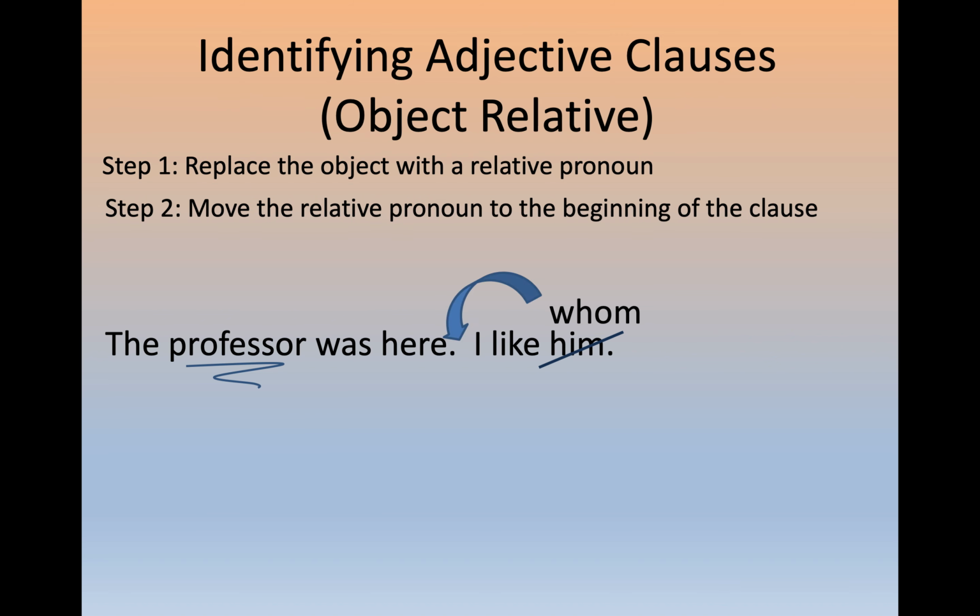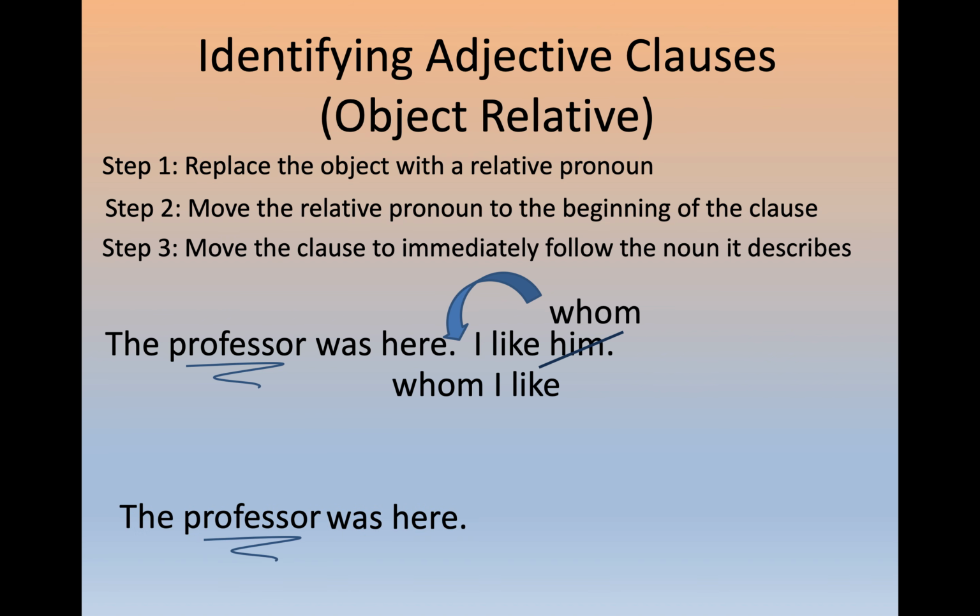Next, I'll move the relative pronoun to the beginning of my clause. So my clause will be whom I like. Now, I will put my clause next to the thing it's describing. The professor whom I like was here. Keep in mind, whom is your object now, unlike the last video. Whom is your object now, so you have subject-verb agreement with your subject, I like.